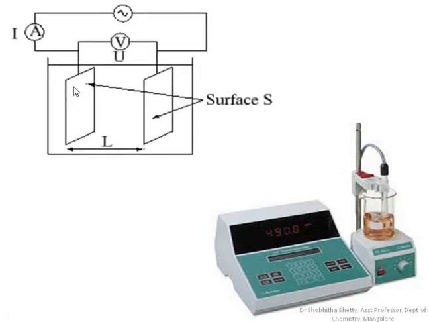This is how the electrodes are placed with the fixed distance L, and with a definite surface area of cross section, here you can see. So this is about the instrumentation part.